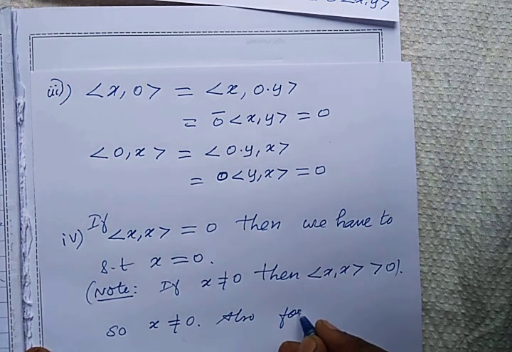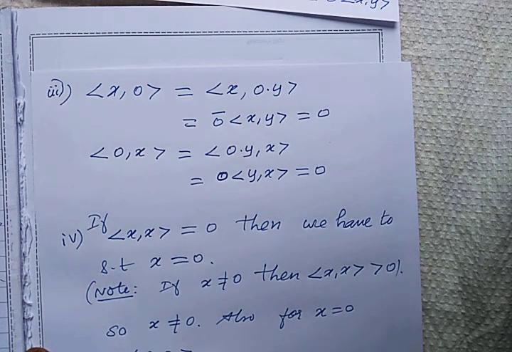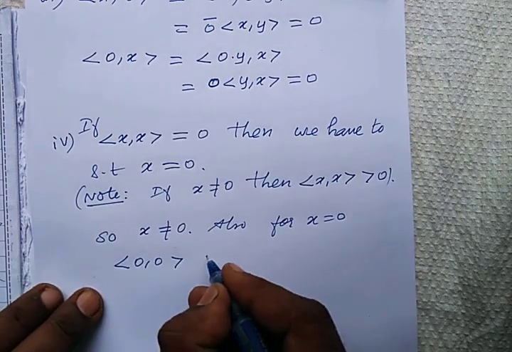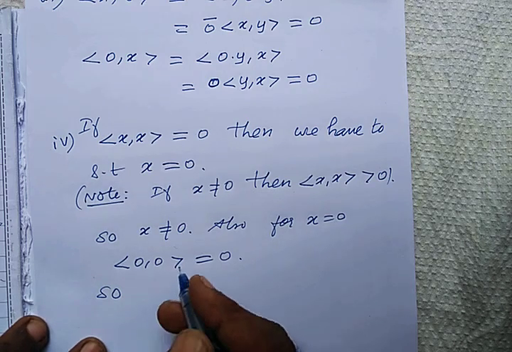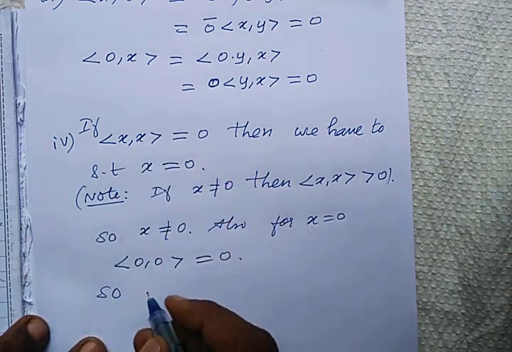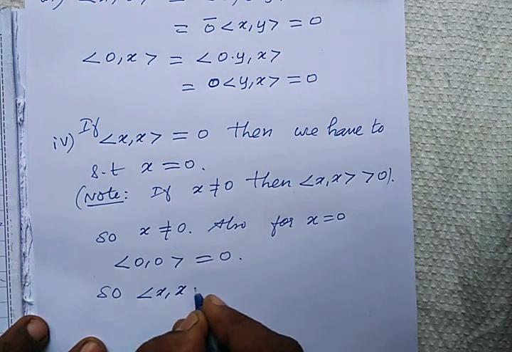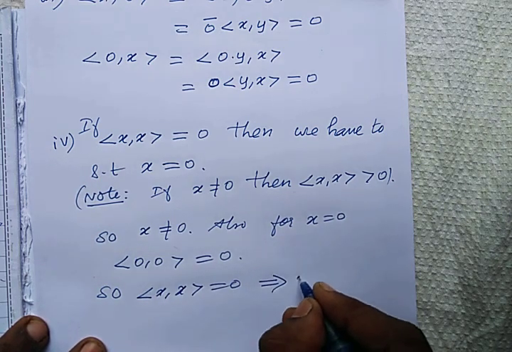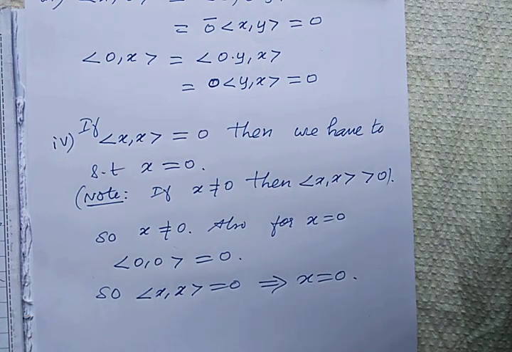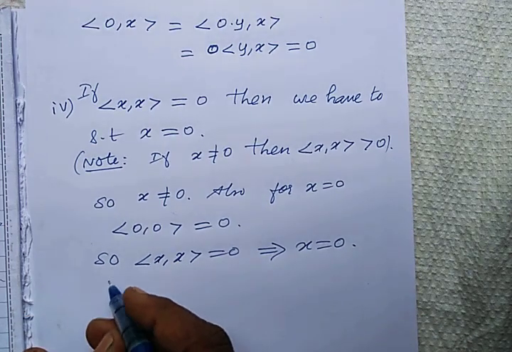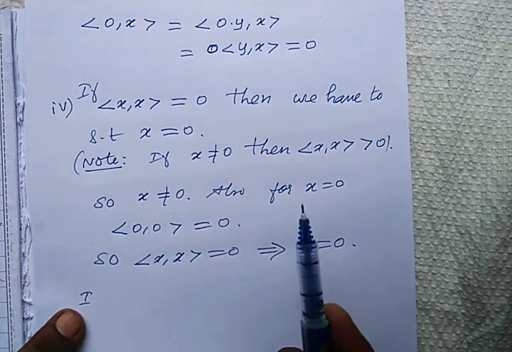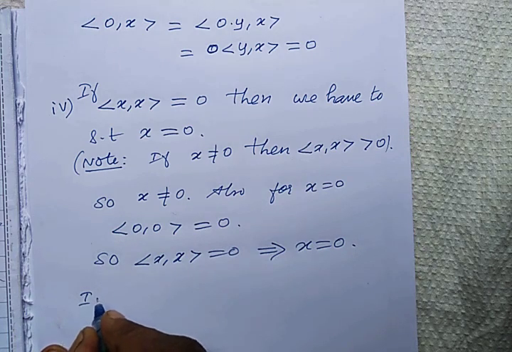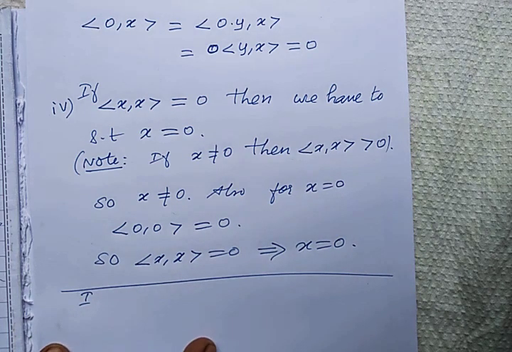Also, for x is equal to 0, inner product of 0 comma 0 is equal to 0 only. So this implies x is equal to 0. Converse. If x is equal to 0, then this is also 0. Nothing to prove here, right? Unnecessarily we are proving this one.